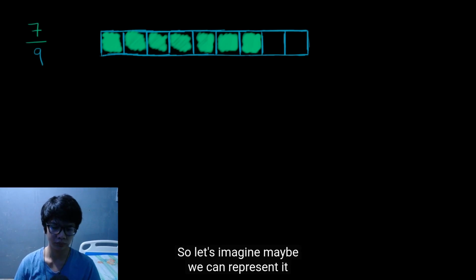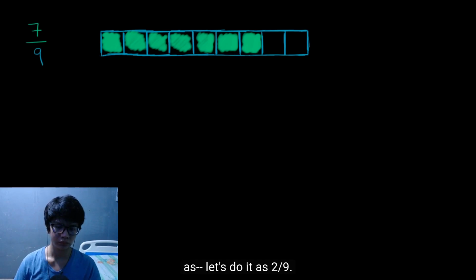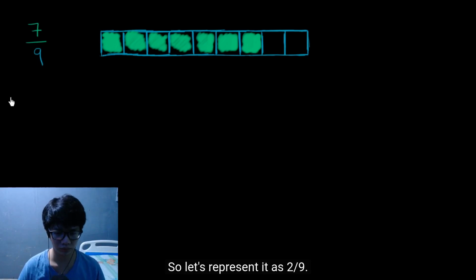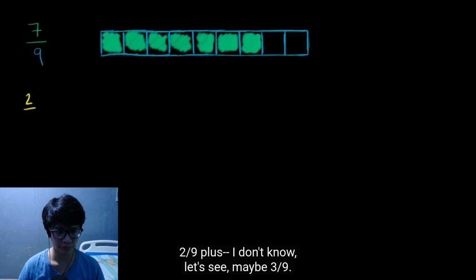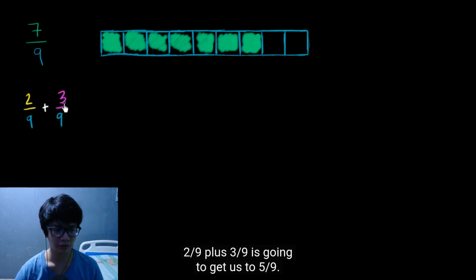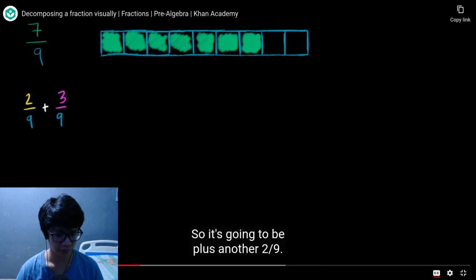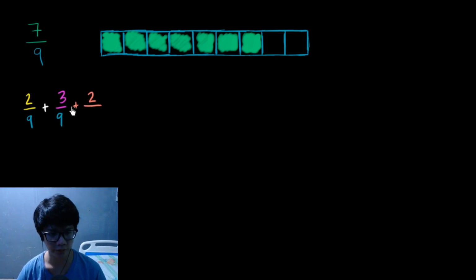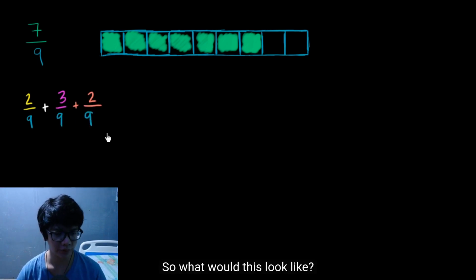So let's imagine maybe we can represent it as 2/9, plus, let's see, maybe 3/9, but that doesn't quite get us to 7/9 yet. 2/9 plus 3/9 is going to get us to 5/9. So we're going to need 2 more. So it's going to be plus another 2/9. We're going to need 2 more. Plus another 2/9. So what would this look like?